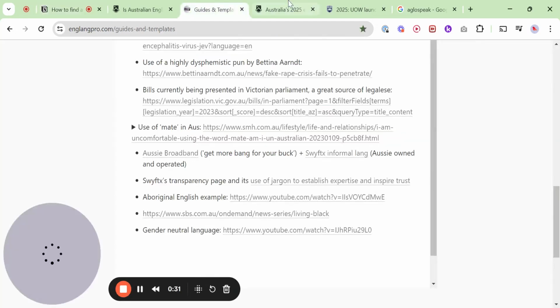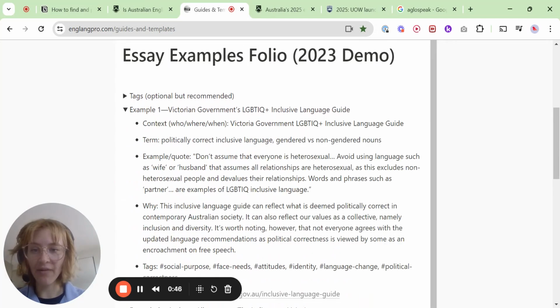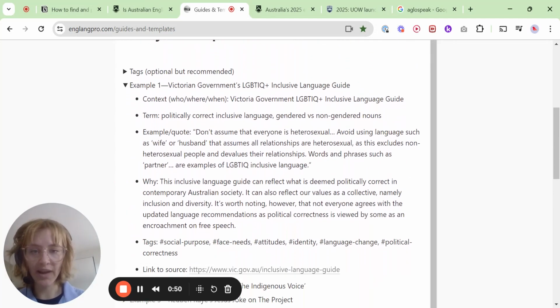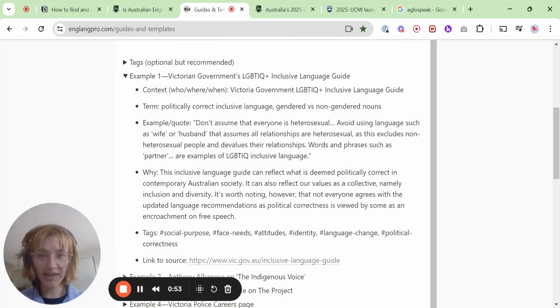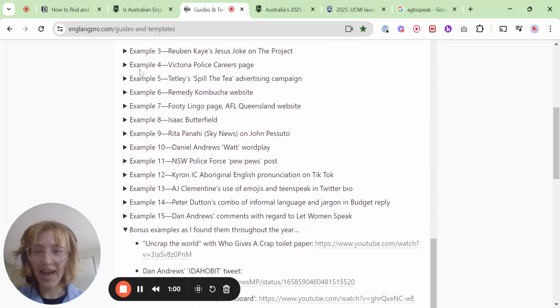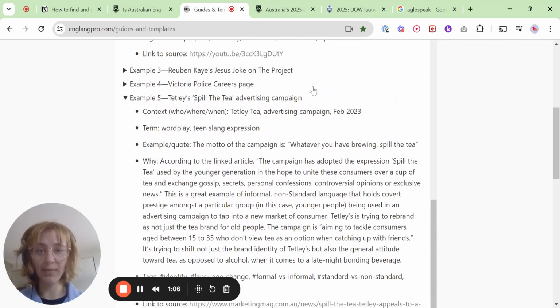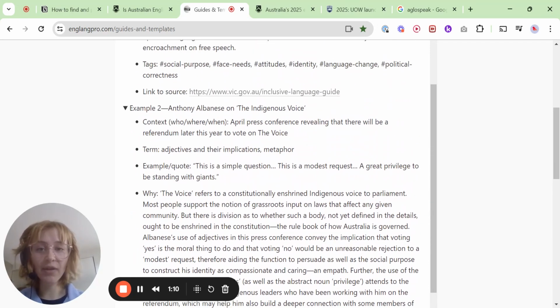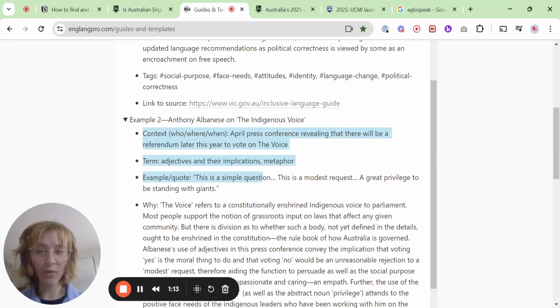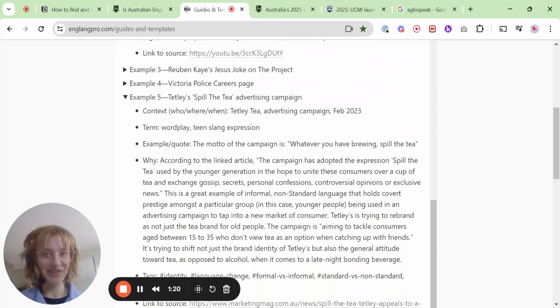And just to finish up, I want to show you guys something from ELP's website. This is from 2023, so these are outdated examples. You can no longer use them, but they're a good example of how some people on the team have analyzed and found examples for ELP students. So the LGBTQ plus inclusive language guide, the Indigenous voice, that was a big thing in 2023, Spill the Tea advertising campaign, all of this, and I will link this down below in the description because we're going to make this available for everybody since it's now out of date. So have a look through, have a look how it's been written out, what is relevant, the example and the quote, the context, and the analysis to help you guys with your own research.